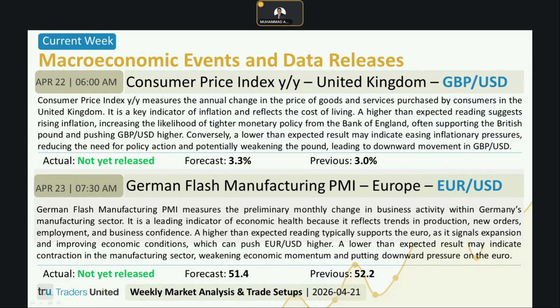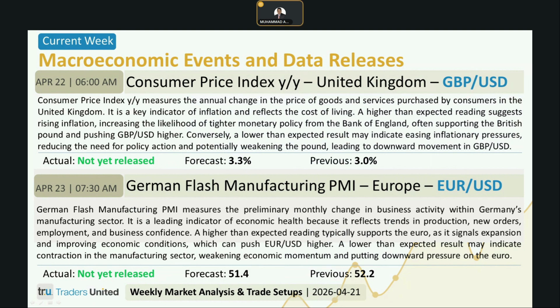The previous reading was 52.2%. This showed expansion in the manufacturing sector. The forecast is 51.4%. This suggests lower growth in the economy, but still above the 50 level. So, Forex traders will watch if the data remains in expansion or drops closer to contraction. A reading above 50 supports continued financial growth in the German economy and overall in the European economy. A drop toward or below 50 may raise concerns about a slowdown.